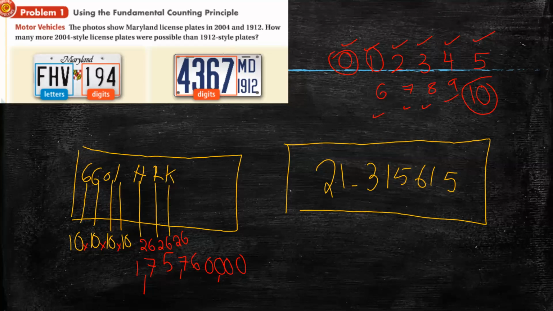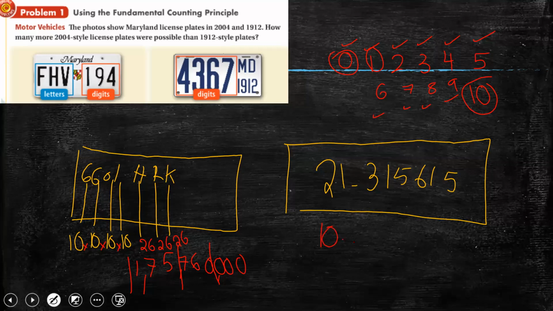So here we have this big number, which is, I made something wrong here. It is 175 million with 760,000 choices to make this license plate. Let's go now to Jordan here.